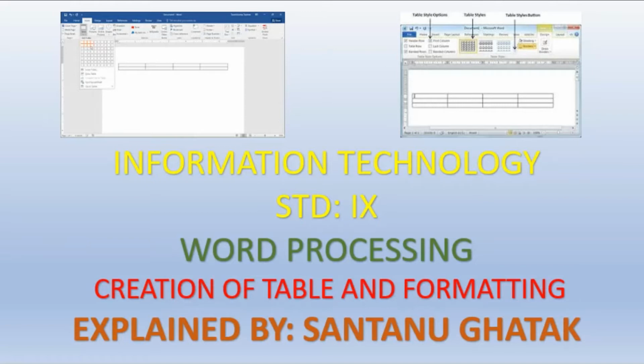A table is an organized arrangement of text in the form of rows and columns. The intersection of a row and a column is called a cell. You can see here, these are called cells.